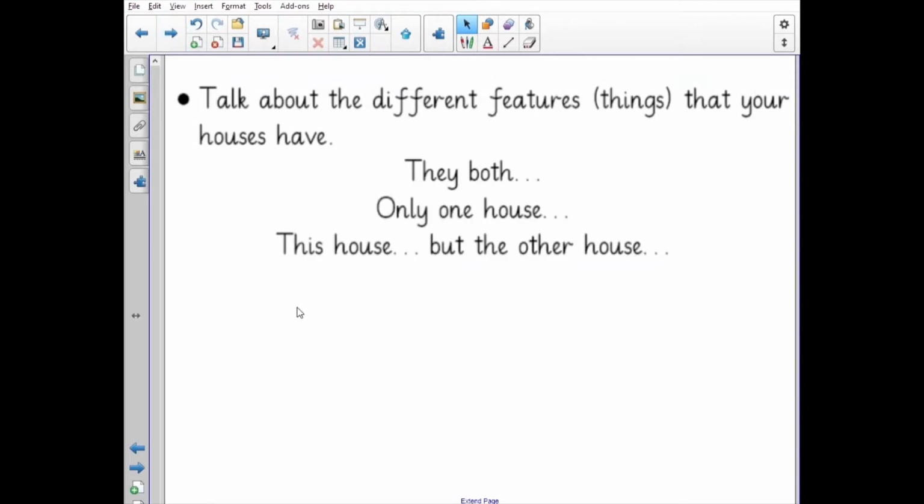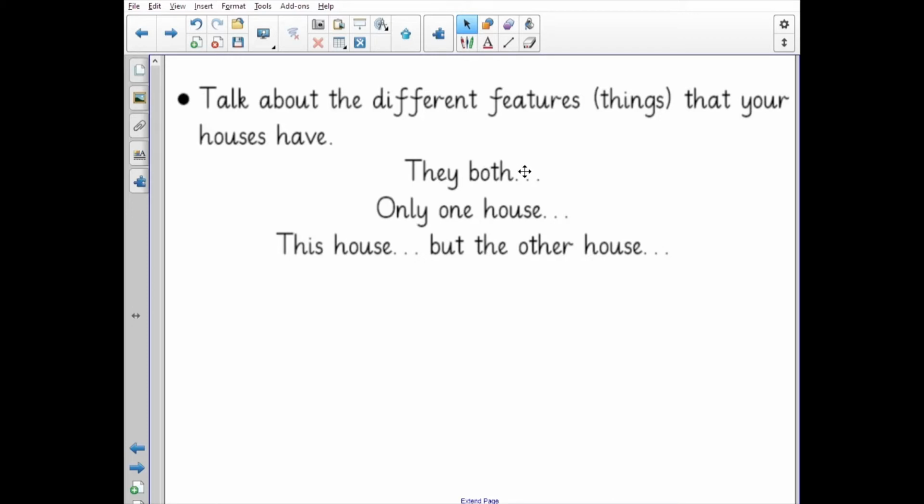Okay, now at the bottom of your page you will find this instruction. It says talk about the different features or things that your houses have. So this is just like before when we were looking at the animals and the vehicles, and I've got some sentence starters that would be a really good idea to try and use.